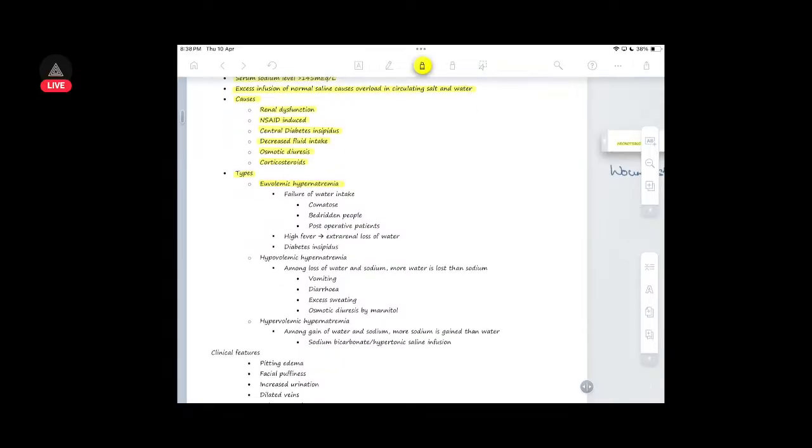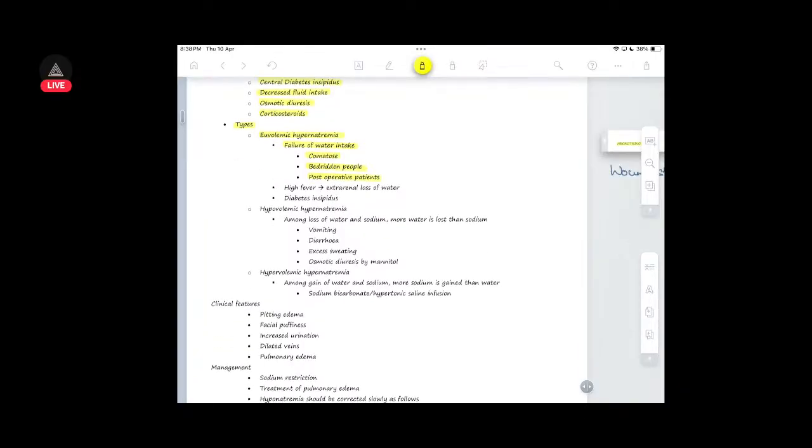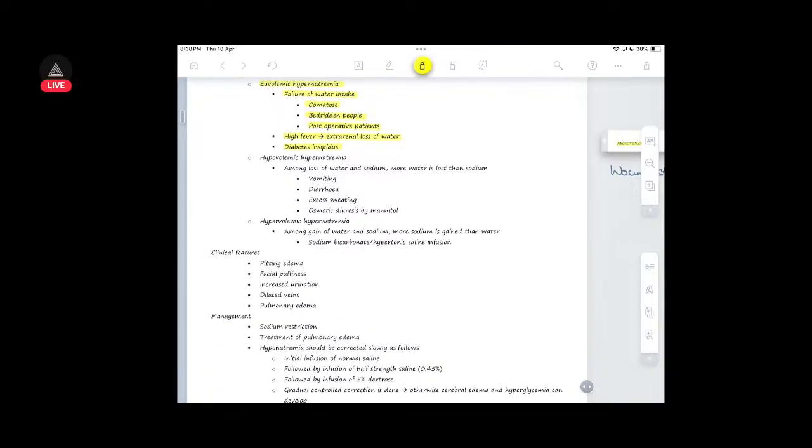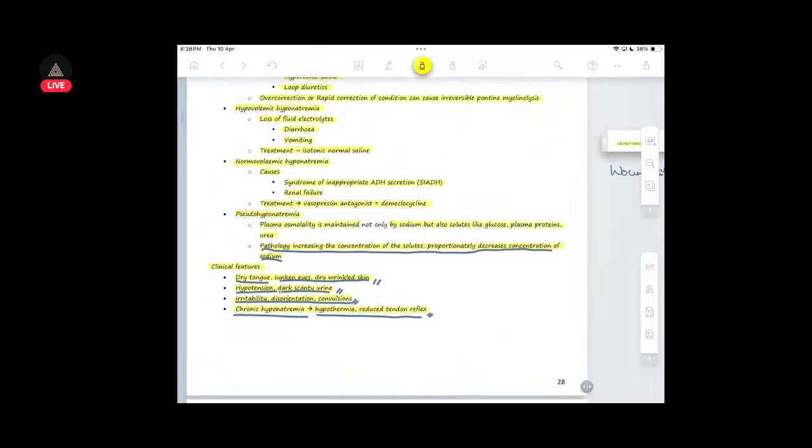So you have types. Euvolemic hypernatremia: failure of water intake, as in a comatose, bedridden, or post-operative patient; high fever with extra renal loss of water; and diabetes insipidus, with excessive loss of water due to ADH. Hypovolemic hypernatremia is loss of water and sodium, but more water is lost than sodium: vomiting, diarrhea, excessive sweating, osmotic diuresis by mannitol.